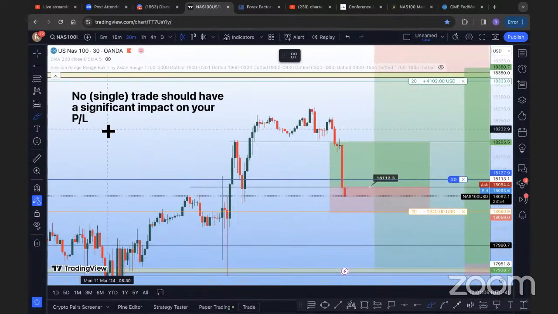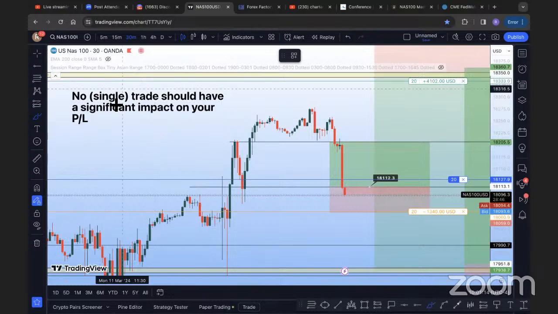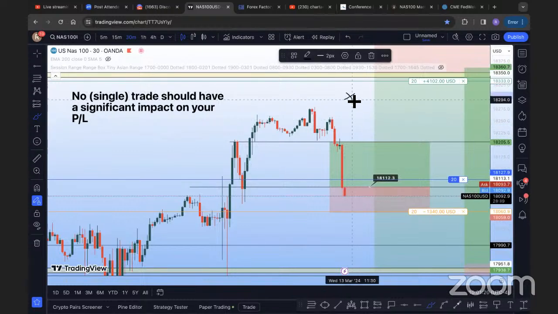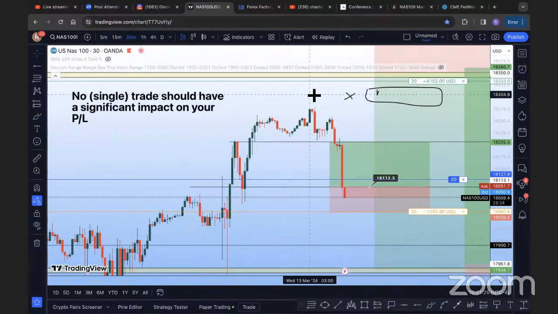Now, why is it devastating and why is it such a big deal when you win? Typically because of over leveraging. So the phrase that I go with is that no single trade should have a significant impact on your P&L. So let's say that you did take this trade and it loses. How much did you lose as a percentage of the account or as a percentage of what you were supposed to risk? Did you follow your plan?